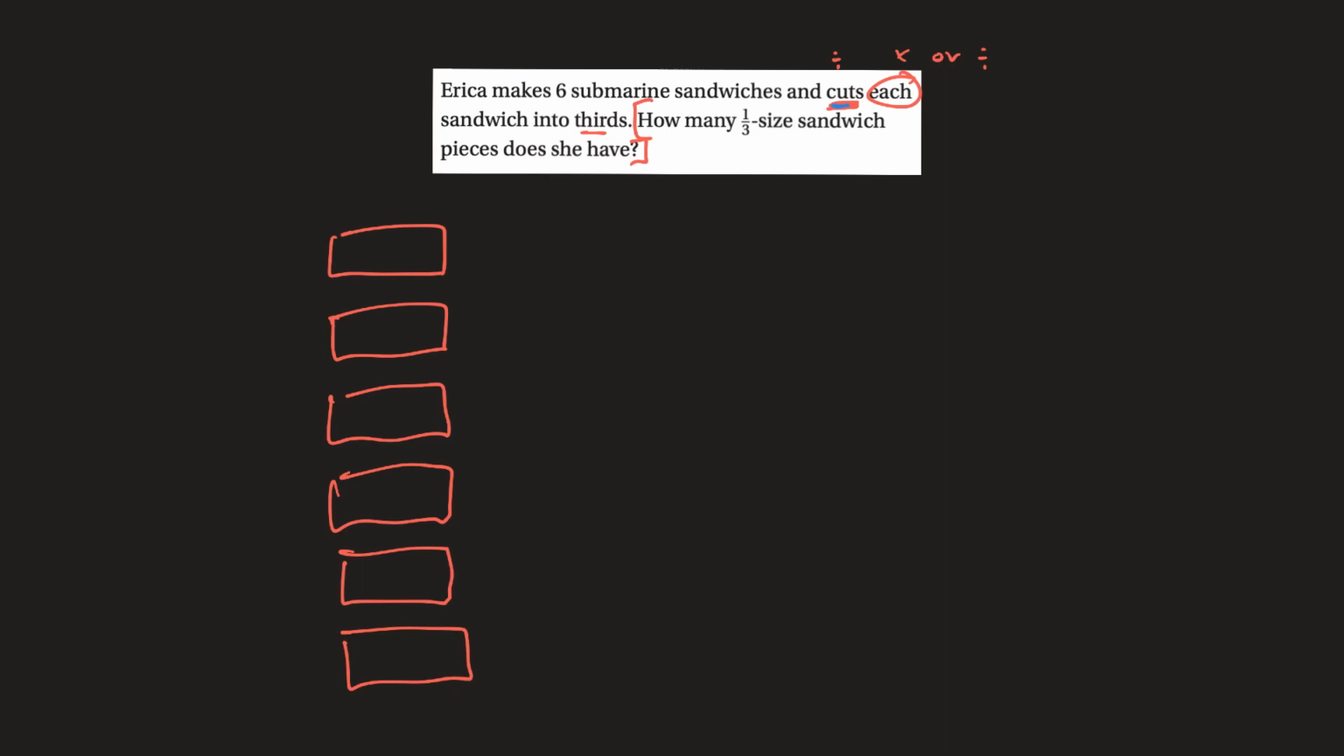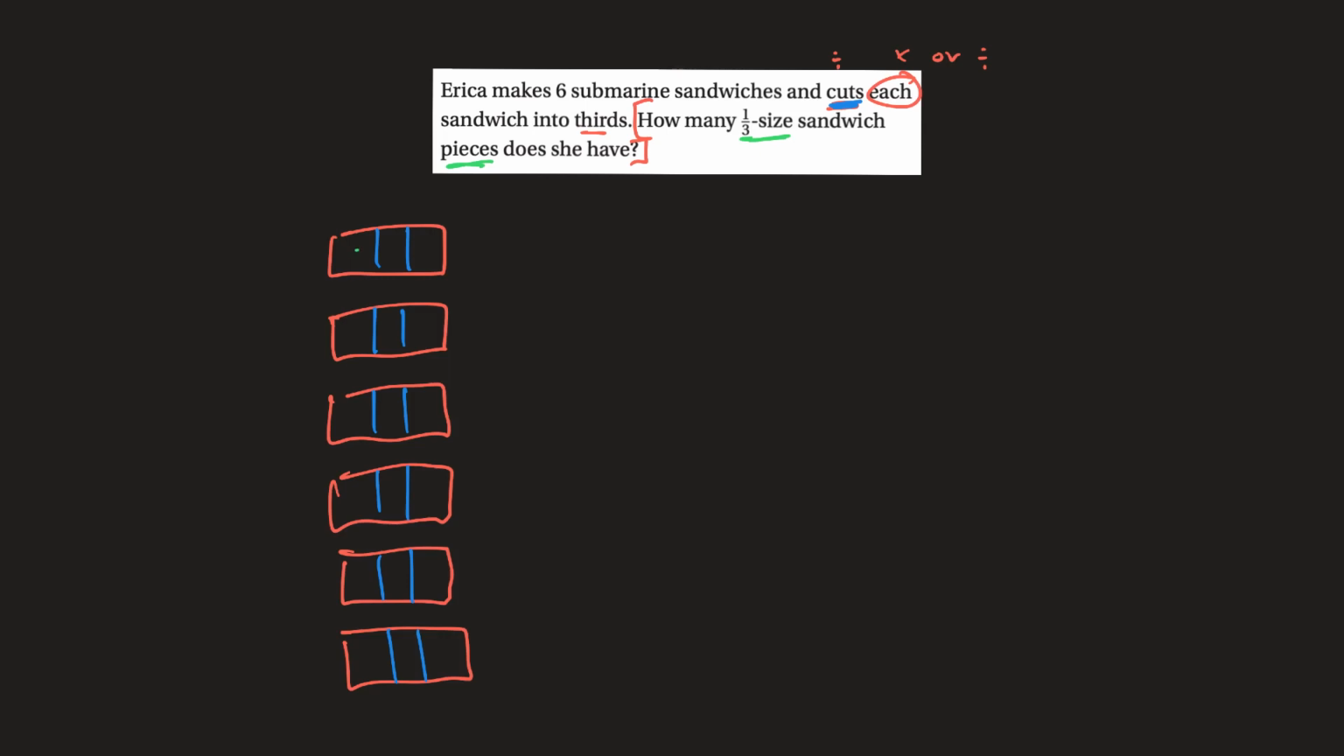And then I'm going to cut them into thirds. So I'm going to cut them into 3 pieces if they're thirds, because then each piece is a third. So I'm going to cut them all into thirds. Okay, so this is literally what the story is telling us. She has 6 sandwiches. They're cut into thirds. And then what they're actually asking us for is how many 1/3 pieces are there.